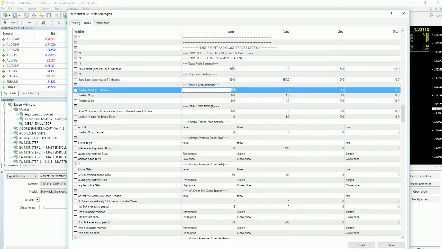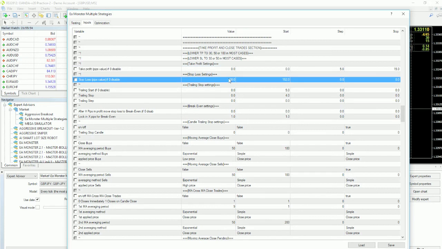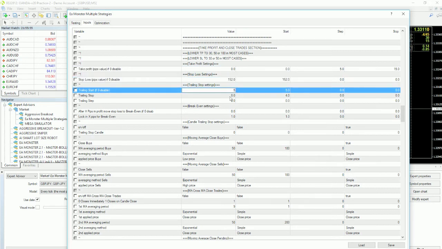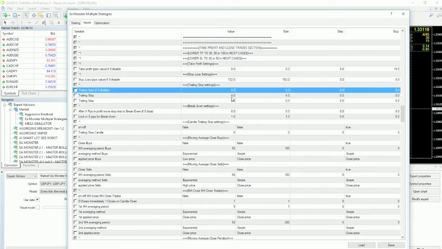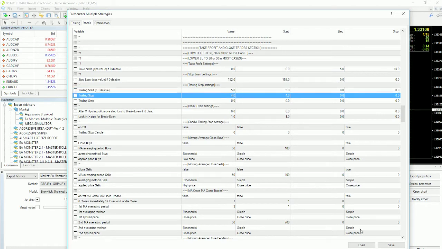Stop loss, 50. Trailing stop, obviously, my favorite right now is this. This is my favorite: 152 pip stop loss, start trail at 5. This is for sniping. That's what I use for sniping. Some of my newer strategies where we're using speed action, and speed we use 152, 5, and 4. That's what I use.